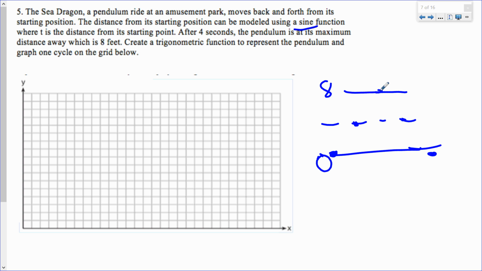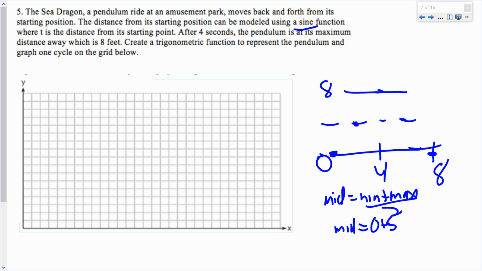So because it's at its maximum 4 seconds later, the period is going to have to be double that to get back down to where it started, which is going to be 8. My midline is min plus max over 2, which is 0 plus 8 over 2, 8 over 2, 4. Looks like my x-axis and my y-axis are kind of similar here. And a little typo here, it's not a sine function, it's a cosine function. So that's a little mistake, it should say cosine function.